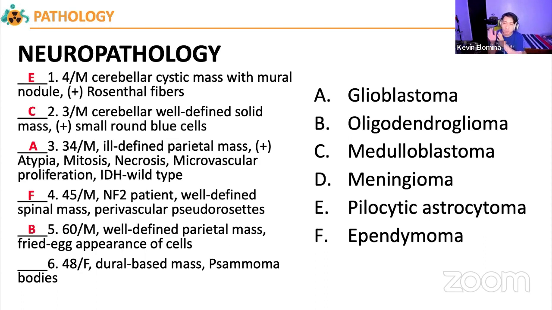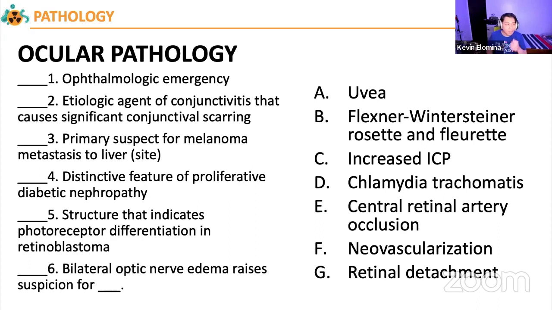And if you have a dural-based mass, it's an extra-axial mass. It's outside of the neuraxis, outside of the brain and spinal cord. And it's a dural-based mass. Then maybe we're dealing with a meningioma. Okay? Now, last, ophthalmologic emergencies. Ano-ano yon? Your retinal detachment and your CRAO, your central retinal artery occlusion.